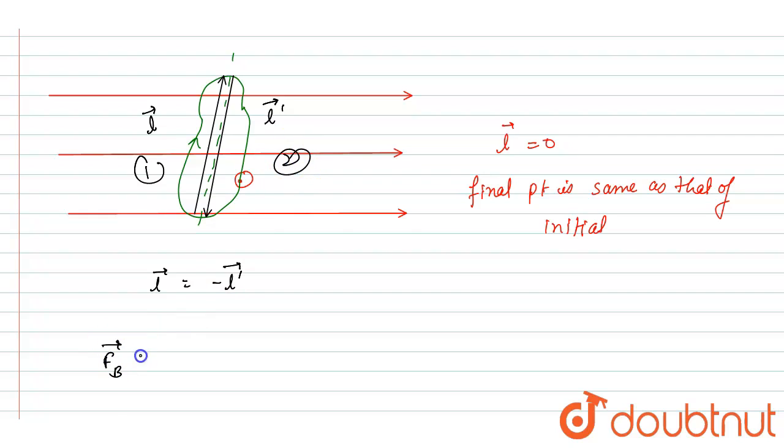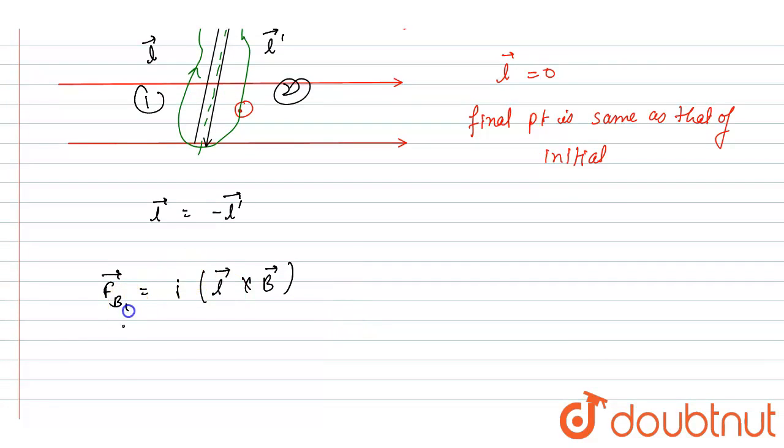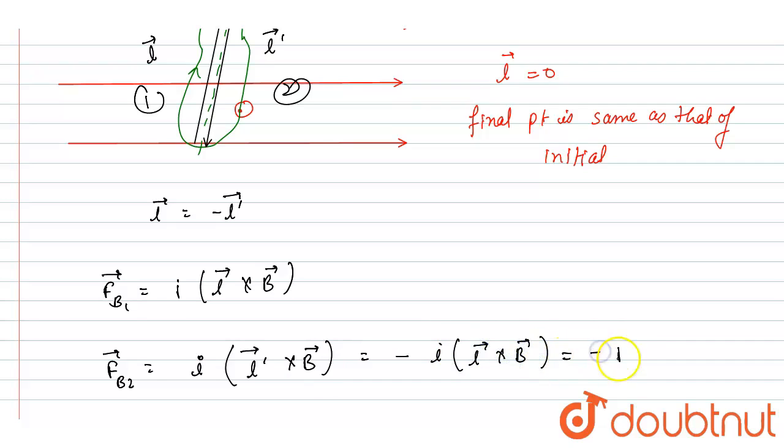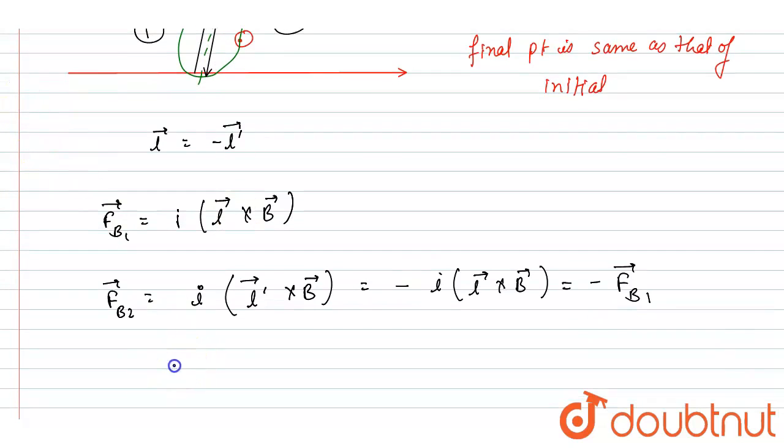If I write down the force on part 1, it is I, current is same, right? So I L cross B, and this is the force on part 1. Force on part 2 is I L dash cross B, right? So L dash is minus L. If you take the minus sign out, you will get the same force as in the first part with negative sign. So this is minus F1. So basically the net force, that is F1 plus F2, will be 0.